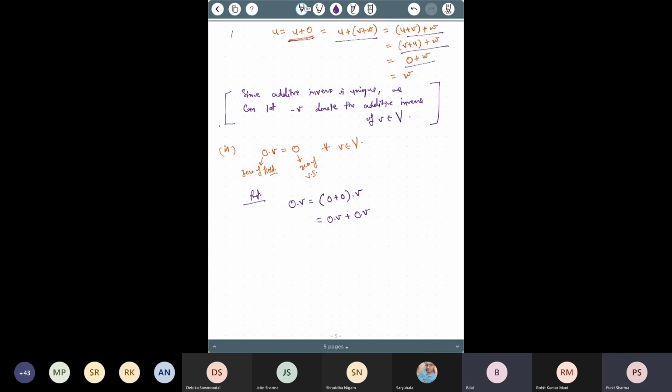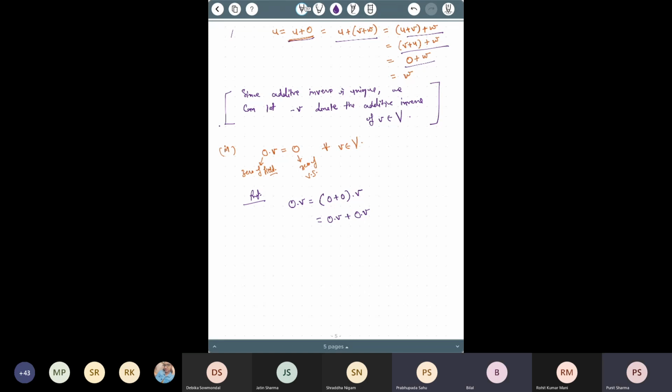Sir, its additive inverse will exist, so these will cancel. First we add 0 to it, because 0 is the identity element, 0 plus 0 dot v equal to 0 dot v plus 0 dot v. Yeah, you look at my screen and then tell me what would be the next step. So in the left hand side, we can write 0 dot v as 0 dot v plus 0 vector. Okay, then by left cancellation law, it will be equal to 0 vector.